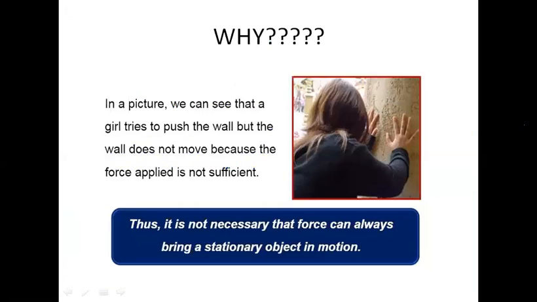So let's talk about an exception also. Like you can see in a picture, a girl tries to push the ball, but the ball doesn't move because the force applied is not sufficient enough to push the ball. So thus, it is not necessary that force can always bring a stationary object in motion. That is one of the exceptions of the effects of force.